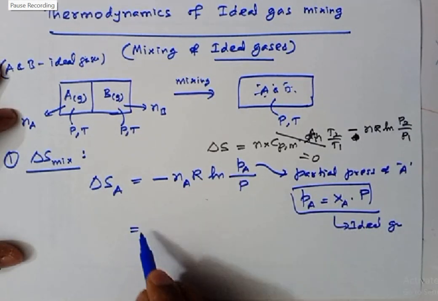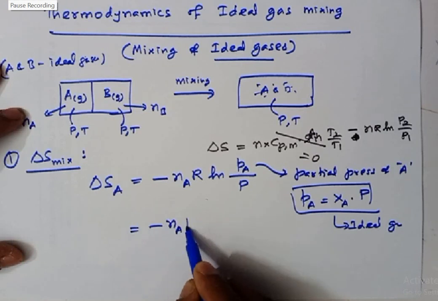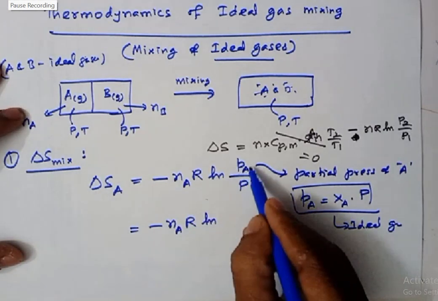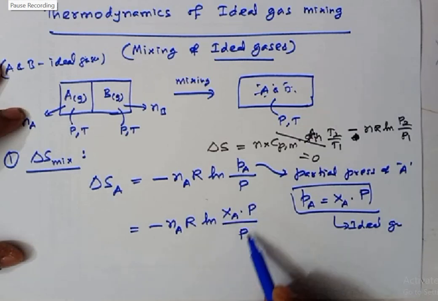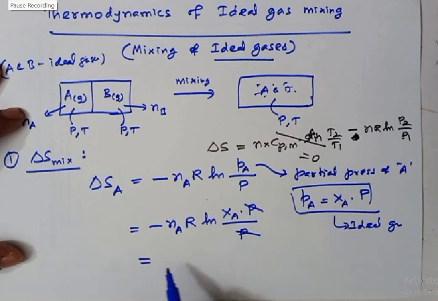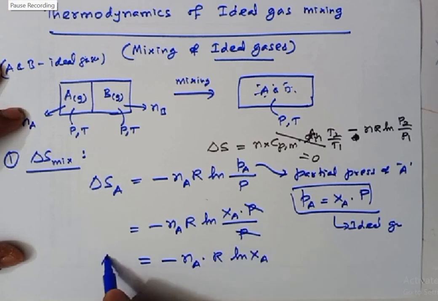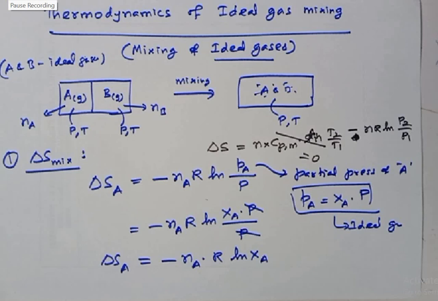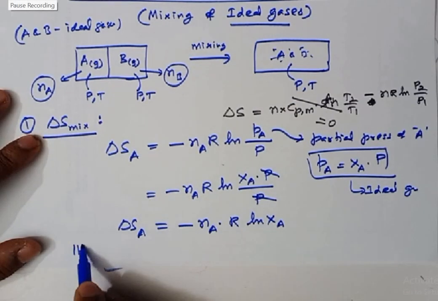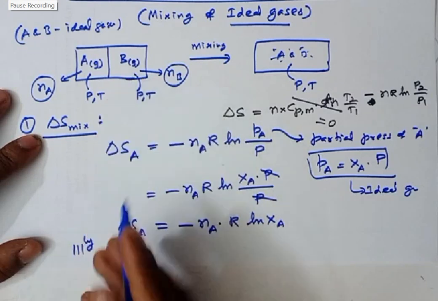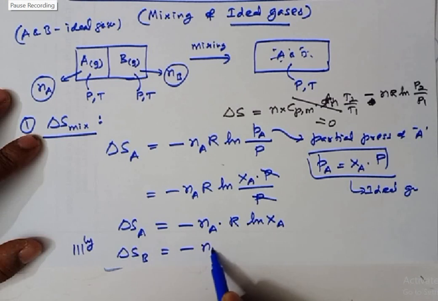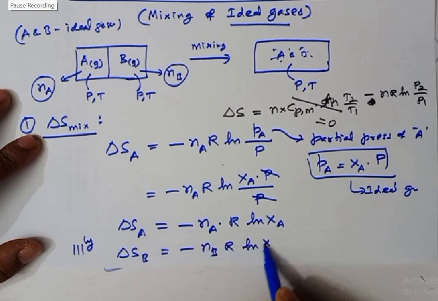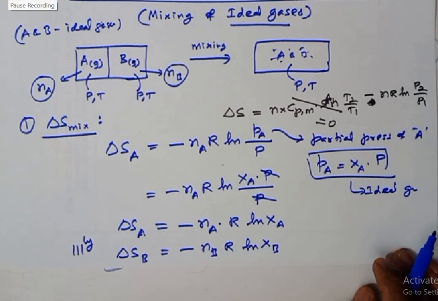Substitute this here. So what we get is minus number of moles of A into gas constant R ln, instead of PA I'll put mole fraction of A into total pressure by P. This P and this P are the same, so I can cancel these two. So what we get is minus number of moles of A into R into ln XA. This is the change in entropy of A alone. Similarly, for gas B, we write the same equation: change in entropy of gas B equals minus number of moles of gas B R ln mole fraction of gas B. We can write it like this for gas B.